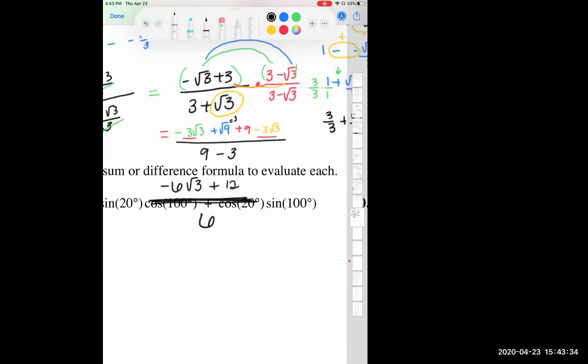Now always draw your heart, no matter how silly you may think it is. The 6 divides the 12, and the 6 divides that negative 6 radical 3. So our final answer, negative 6 divided by 6 is negative square root of 3, and 12 divided by 6 is 2. So we can rearrange our terms so that I have positive 2 minus square root of 3 for our final answer.